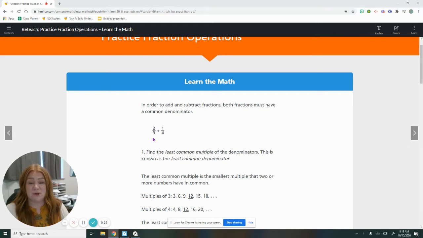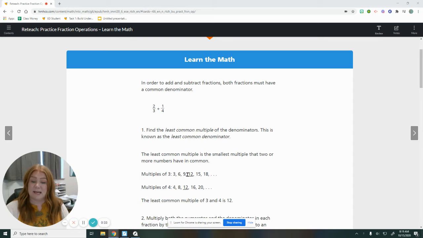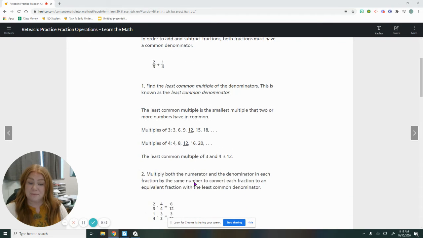So if we have 2/3 and 1/4, we have to find their least common multiple. So remember, multiples are more. You're just listing out, like you're skip counting. 3, 6, 9, 12, 15, 18. We could keep going. 4, 8, 12, 16, 20. And then least, we're looking for the smallest one, which is 12.